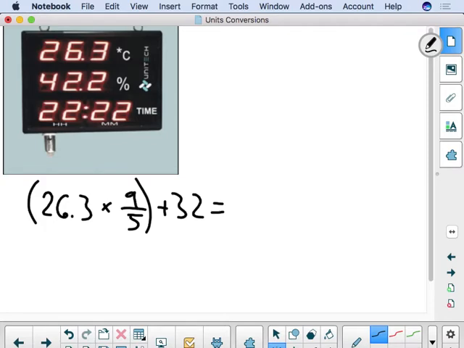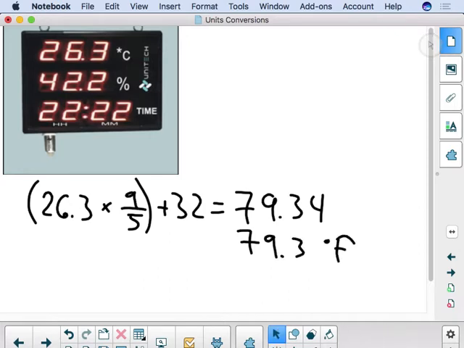So, Aiden and Zoe, what do y'all have as the answer to this? 79.34. How many sig figs do I have in my original measurement? How many should I have in my final answer? 3. So, Zoe, what should my answer be? 79.3. 79.3 degrees Fahrenheit. The 32 is exact, so we're not going to let that limit us. Otherwise, that would limit us to the ones place.